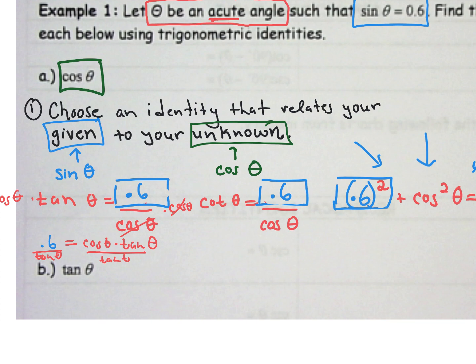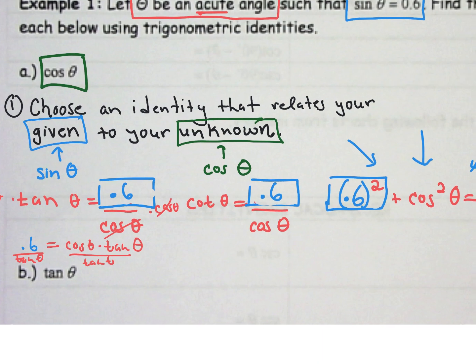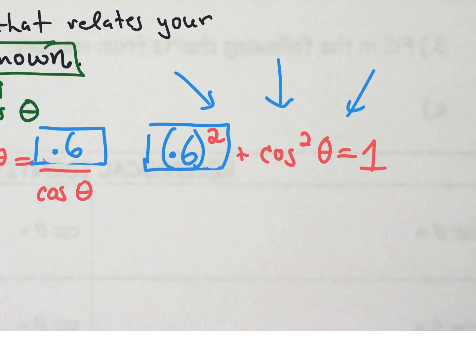Does anybody have any questions about how we did step one? So we just laid them all out there. And this one, Bree said this one works well. This is the one we're gonna work with because it does allow me the luxury of solving now for cosine squared theta. I can get that cosine squared theta by itself. So let's do it.